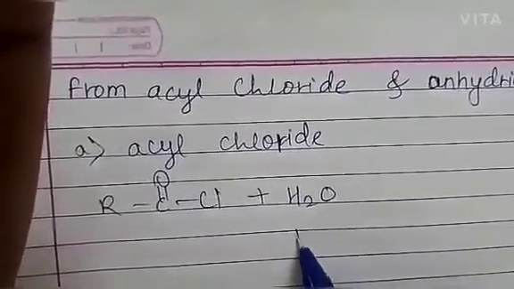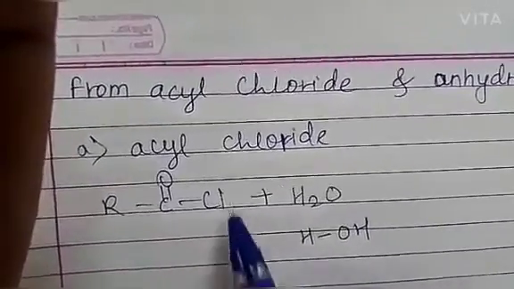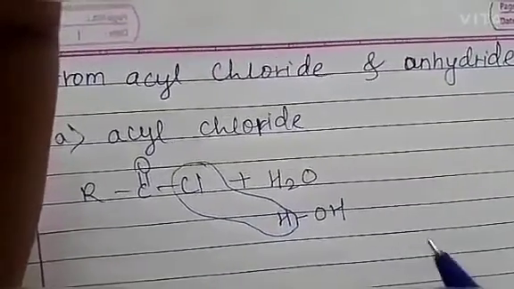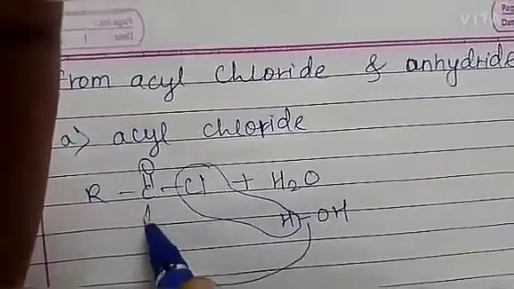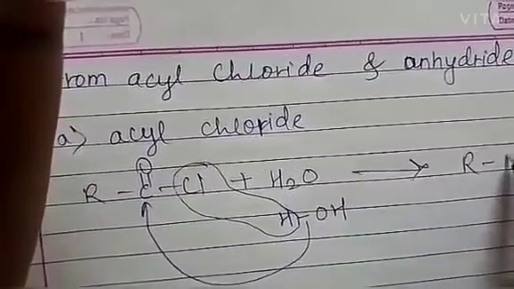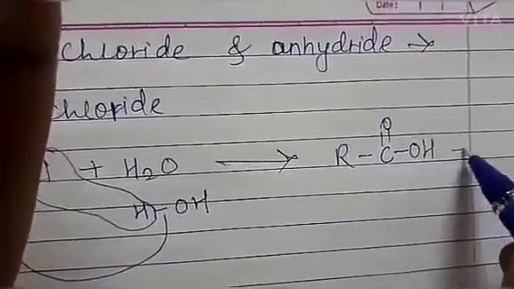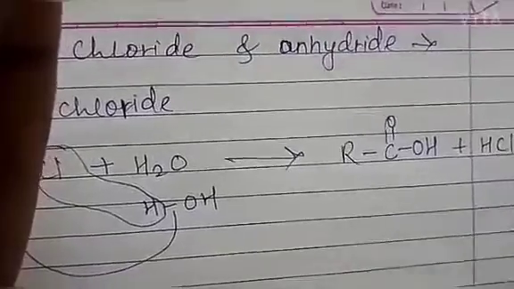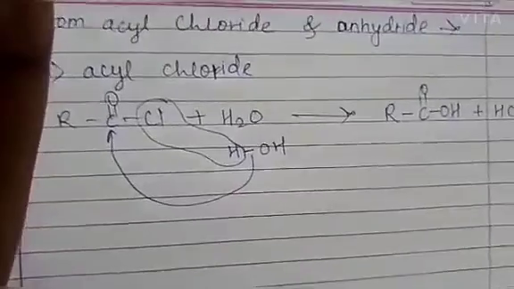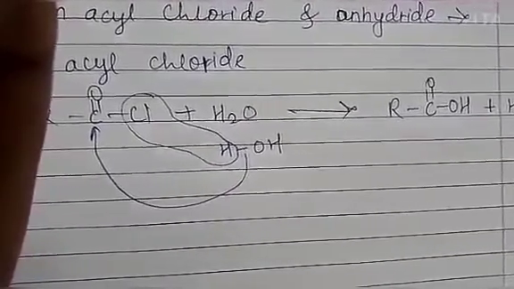Suppose this water molecule I write like this, then it will be easy to understand. This Cl and this H will be removed as HCl byproduct, and this OH will attach on this carbon atom. This will form R C double bond O OH plus the byproduct HCl. So what will be the statement for this reaction? The acyl chloride on hydrolysis with water gave carboxylic acid.